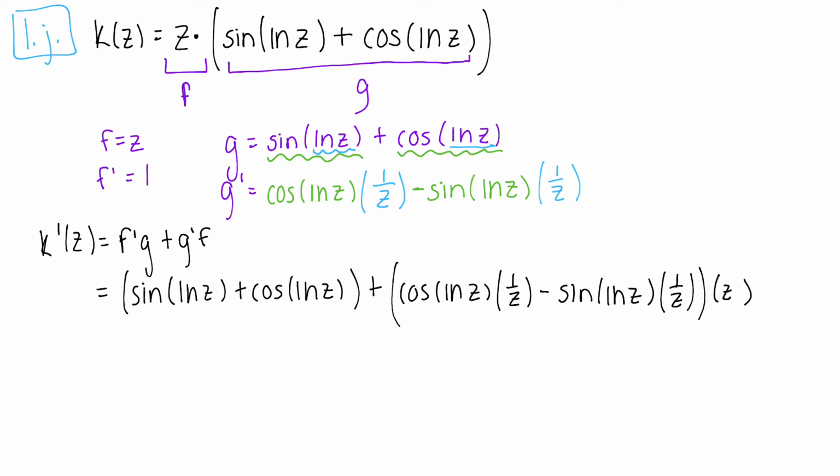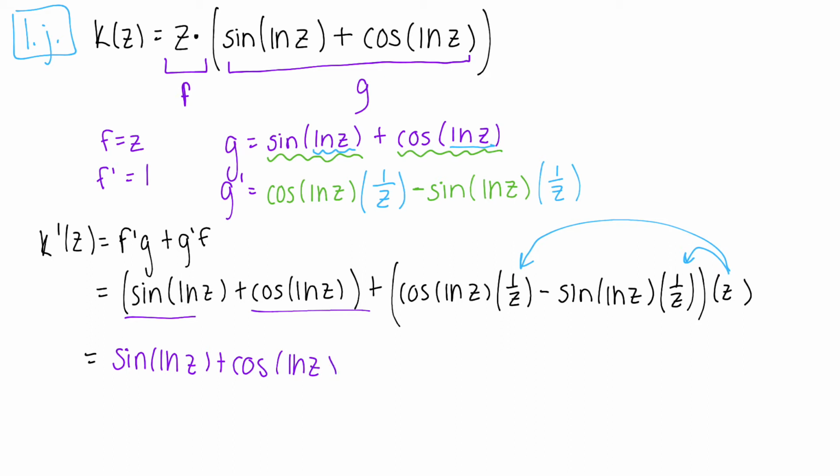Now, if you wanted to be really fancy here, something you could do, because these guys both have a 1 over z in them, if you distribute, the z would just go on top of the 1 over z and cancel itself out. So this actually simplifies really nicely because you start with, right, these guys will come down. So you have sine ln z plus cosine ln z. And then this guy here, because these 1 over z's would cancel if you distributed, you end up with plus cosine ln z minus sine ln z.